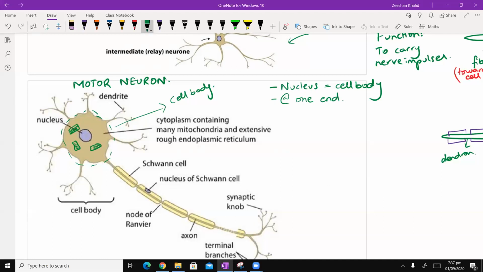Okay, because the passage of nerve impulse is a process that is energy driven, and inshallah we will look at how that's the case. So the cell body has a nucleus and many mitochondria. Many mitochondria in the cell body. Okay. Achha.